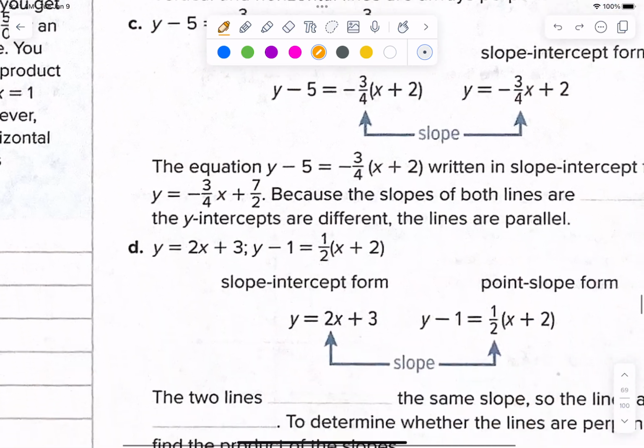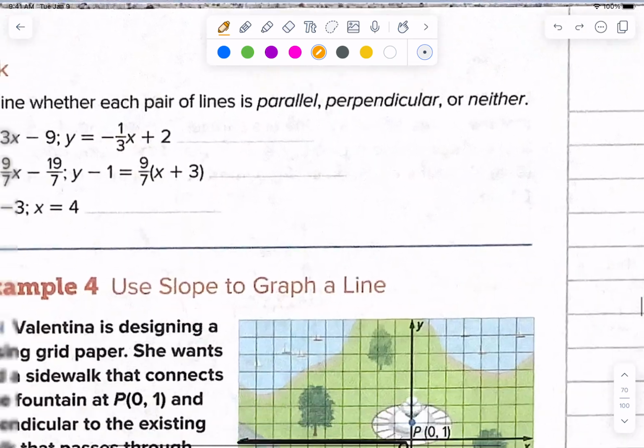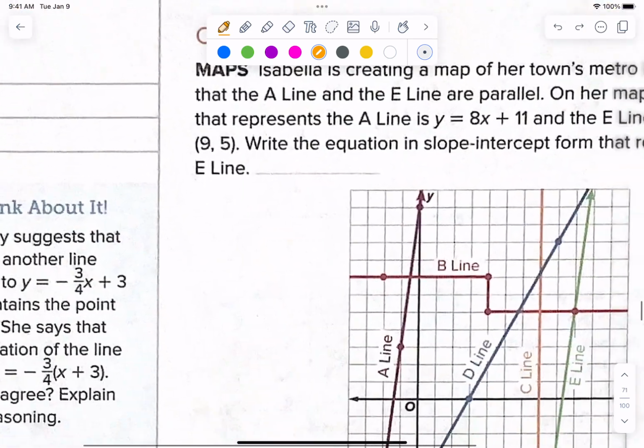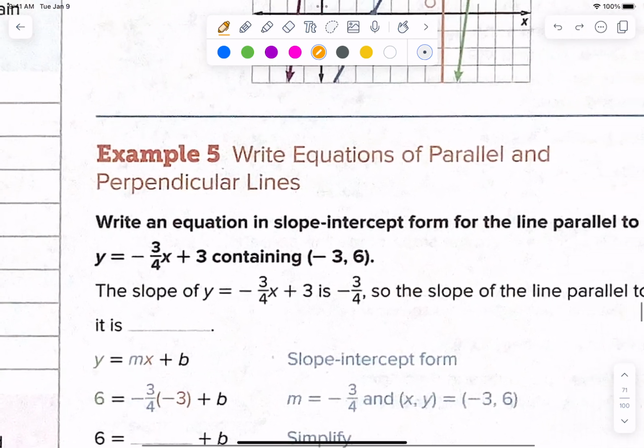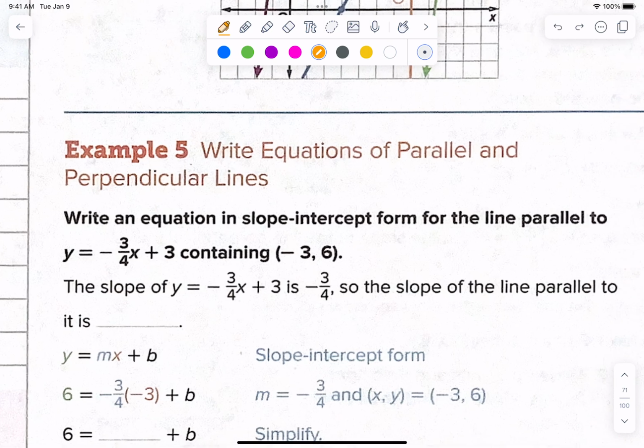Can we skip C and D? Yes. Okay. Let's go to the last one, Example 5. We're skipping right along, because a lot of you are doing this right now in trig. How many of you? Three of you are in trig right now? Yes. Okay. All right.